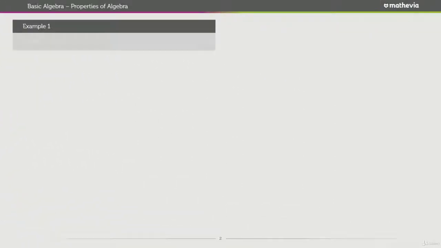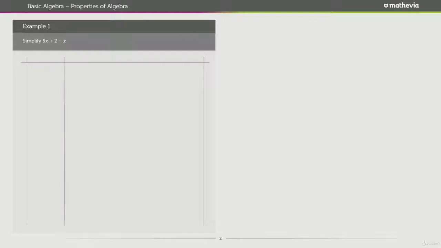Now, example 1, and example 1 says simplify 5x plus 2 minus x. Now, I'm going to introduce something to you. So we have a fairly complex expression here. So it says 5x plus 2 minus x, and we've been asked to simplify this. Now, how would we go about doing this? What we're going to do is collect like terms.